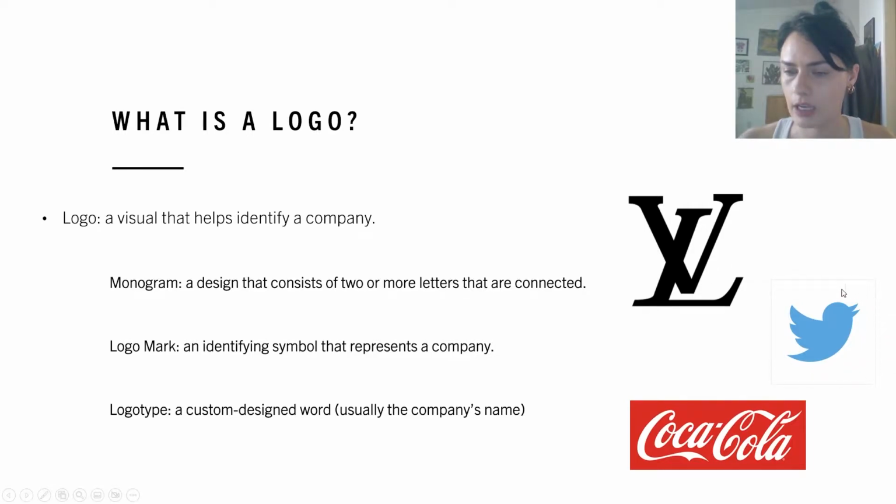Here we've got, I believe, the Twitter logo. So you can see it's more of a symbol rather than a letter or number. And then we've got logo type, a custom designed word, usually a company's name. So you see Coca-Cola as an example there. We all recognize that. So these are definitely helpful terms to know. If you're one of my students watching this video, you're definitely going to want to take notes, handwritten notes, so go ahead and write these terms down.